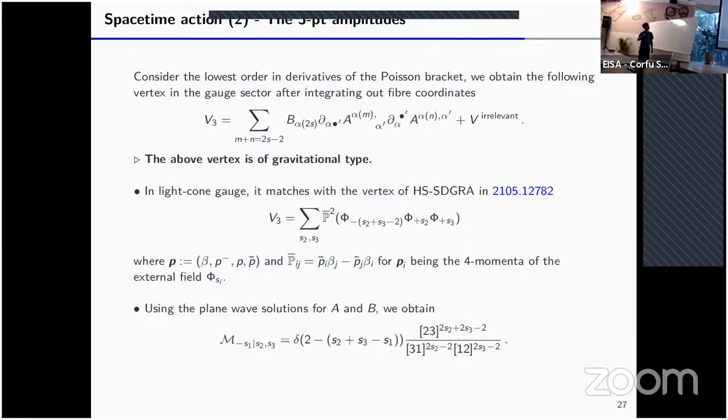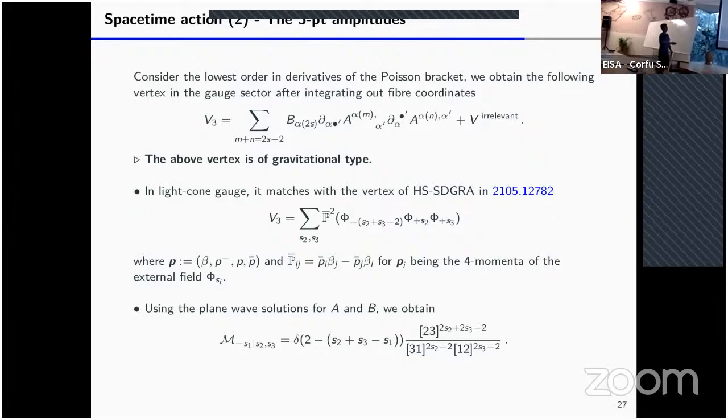Okay, so as an explicit example, we compute the lowest order of derivative of the Poisson bracket in the gauge sector, which is the BF term, and we obtain the following cubic vertex in the gauge sector, where the unprimed indices of the partial derivative will be contracted with the unprimed indices of this A field in all possible ways, and we also have something called V irrelevant, meaning that when you plug in the plane wave solution, this term disappears. As you can see, there are two derivatives, one and two. So the above vertex is of gravitational type. And you can check that when you project this vertex in the light-cone gauge, it matches with the vertex of the higher spin extension of self-dual gravity, studied in this paper.